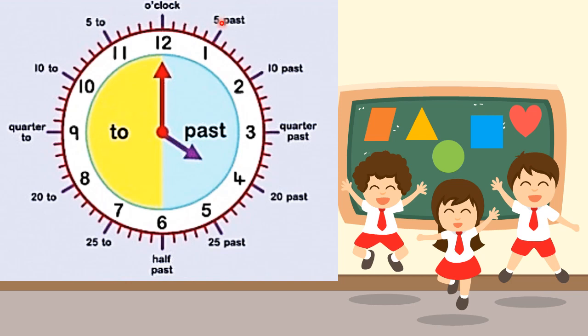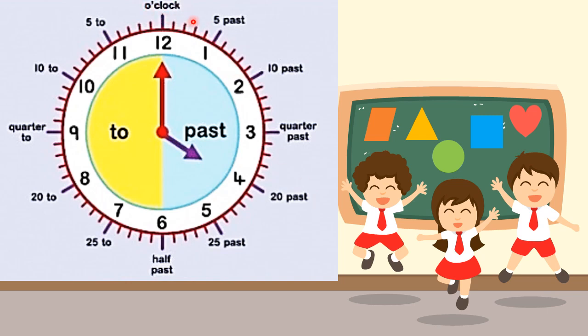So when the number is 1, we say 5 past. If it's 2, we say 10 past. 3, we say 15 past or quarter past. 4, we say 20 past. So we have an easy way to know the minute's hand is looking to which number.